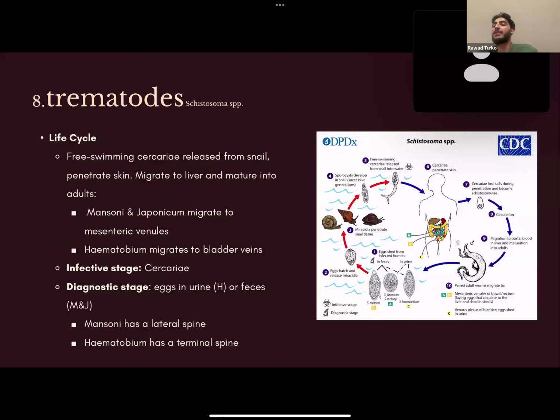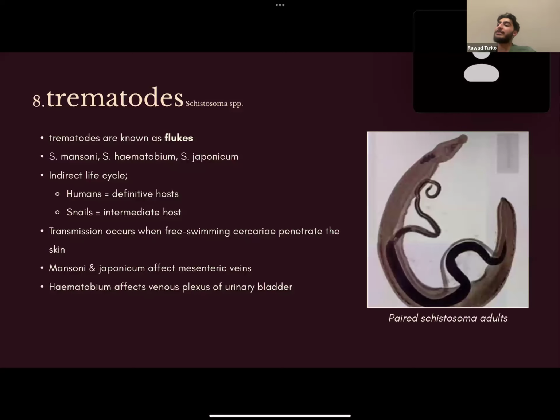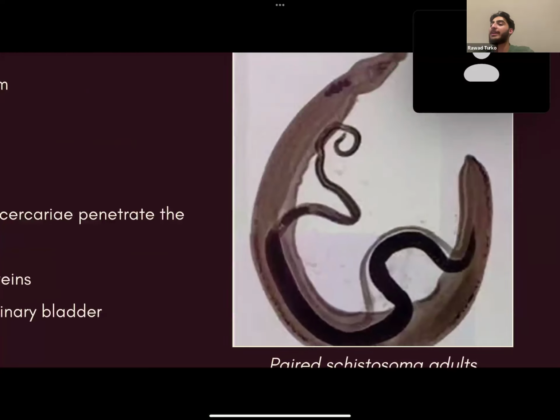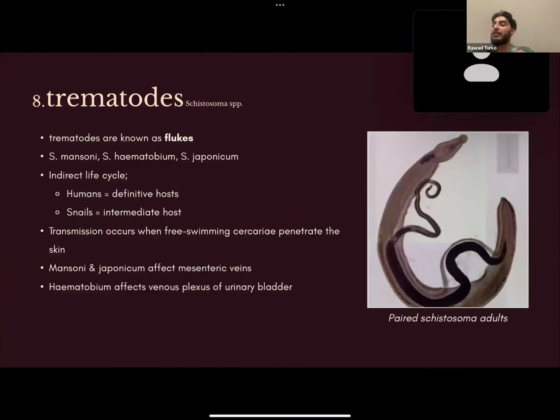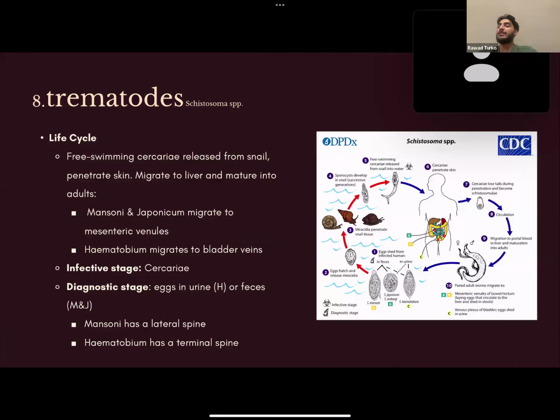By the way, this is what a picture looks like. This is a paired schistosoma adult. Like I mentioned, with trematodes, most likely you're going to get worms that are hermaphrodites. I mentioned that at the beginning of the PAL. They're going to have male and female counterparts. So this is what a schistosoma would look like. It's sort of paired, so you'll find the female inside of the male. Sort of weird. Anyways, this is the life cycle.